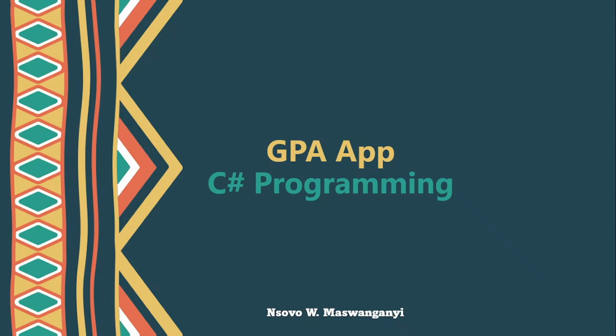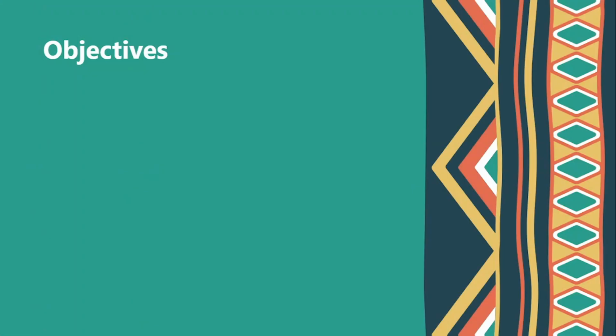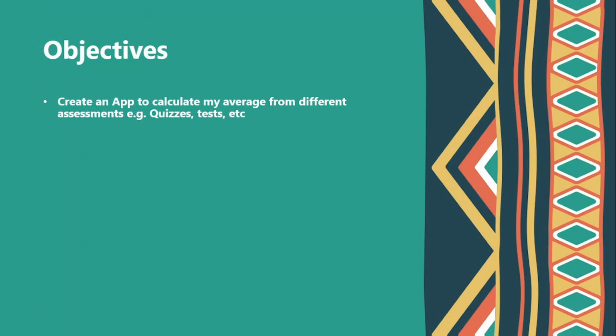Now let's take a look at the plan again and see what we're supposed to be working towards for now. So the objectives are, we're creating an app to calculate my average from different assessments. Let's say you have a module, for example mathematics, and you have quizzes and tests and maybe exams or anything in between, and those things are calculated using different percentages. For example, quizzes may be like 15%, tests may be like 20% each for the year mark. At the end of the year or at the end of the semester, you may want to know what your year mark is, and you'll be able to know your DP and all that stuff. That's the main objective of the app.